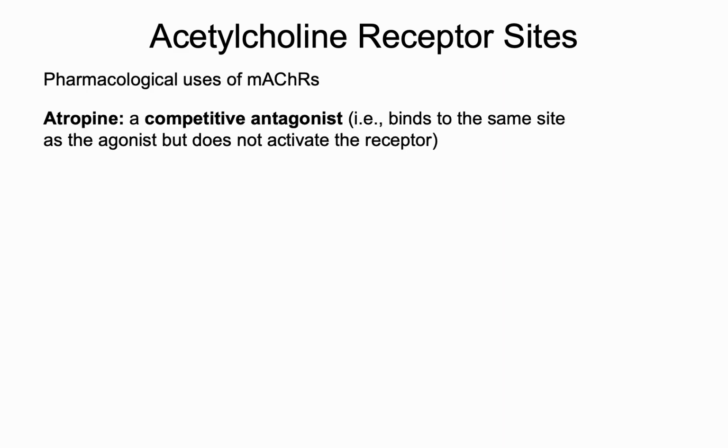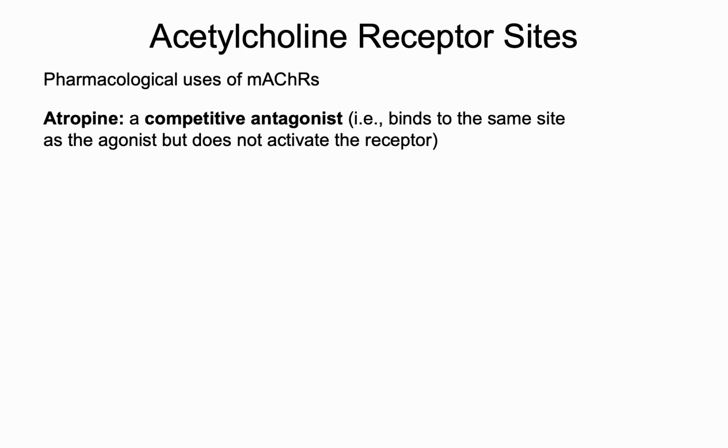Now let's talk about some pharmacological uses of muscarinic receptors. Atropine. This is a drug that is a competitive antagonist. So this means that it binds to the same site as the agonist, which is acetylcholine, but does not activate the receptor. So it's competitive. It binds to the same thing as acetylcholine, which is the muscarinic receptor. So it competes with the neurotransmitter. It's an antagonist. So that means that when it does bind to the receptor, it does not activate it.